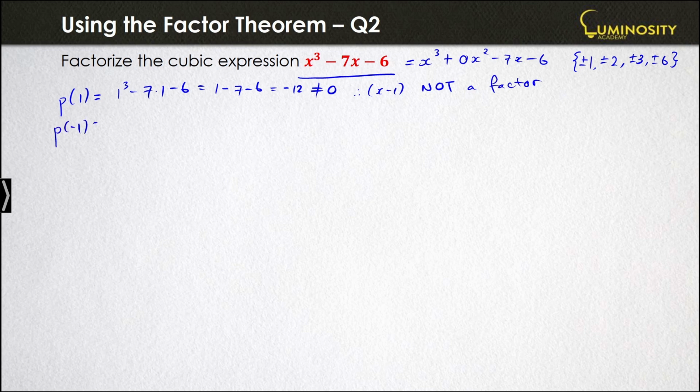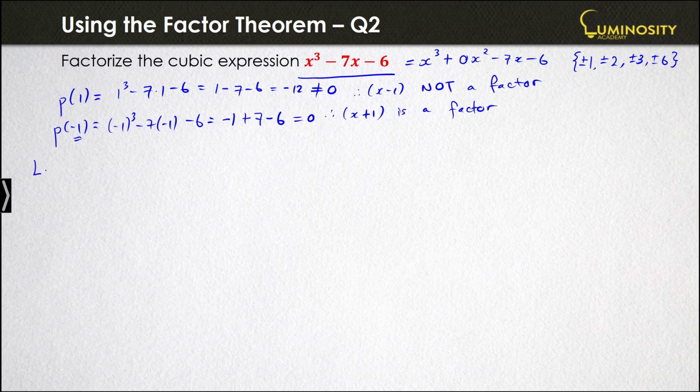What about negative 1? Well, negative 1 cubed minus 7 times negative 1 minus 6. Negative 1 cubed is negative 1. Negative 7 times negative 1 is positive 7, minus 6. Well, that's going to be 0. So therefore, x plus 1, so always the opposite sign here of the number, is a factor.